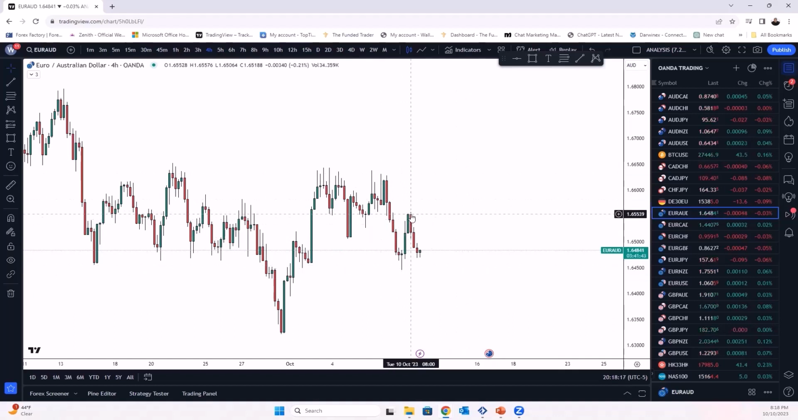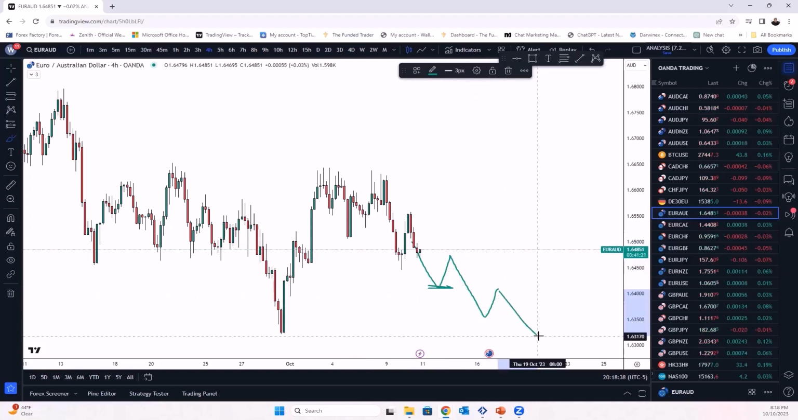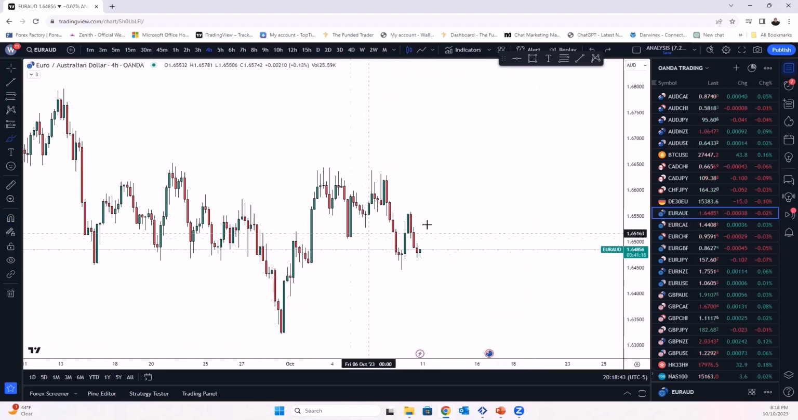So it more than likely should be producing a lower low down here, where this should be a target somewhere in here, where it comes down, hits a low, pulls back, retests this level, and then goes lower, and then retests this level, and then goes lower. That's what should happen.